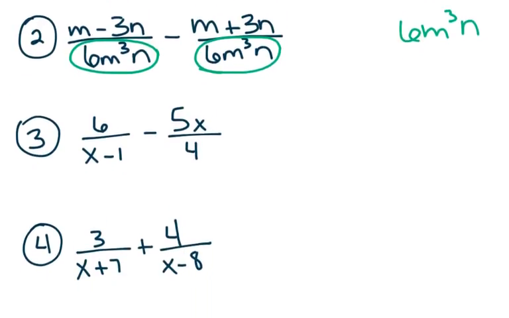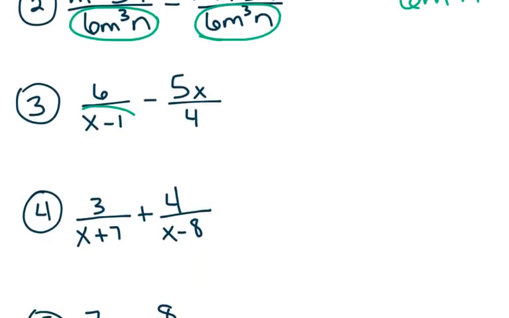So then we get to number 3. Okay, so I have an x minus 1 here. I have a 4 here. They have absolutely nothing in common. One is a number, one is a binomial. They can't divide each other out. So all we're going to do here, like the last example on the basic video, is we're just going to multiply our two denominators together, and that is going to be my least common denominator. So I am going to have 4 times x minus 1 as my denominator of my final answer.